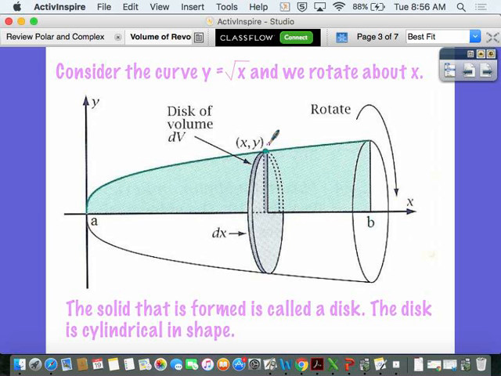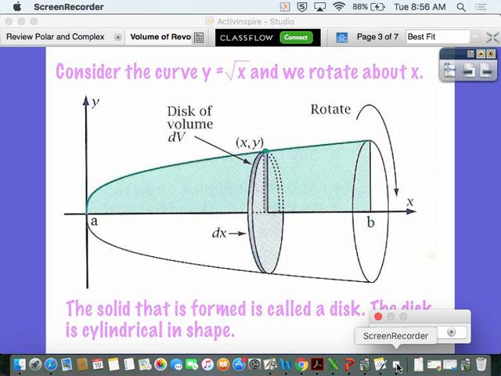You are creating a circle, but since it's creating a three-dimensional circular figure, in other words a cylinder, the solid that's formed is called a disc, and the disc is cylindrical in shape. So you're finding the volume of that cylinder. You can add this to your notes if you would like. I just wanted to give you guys that visual.